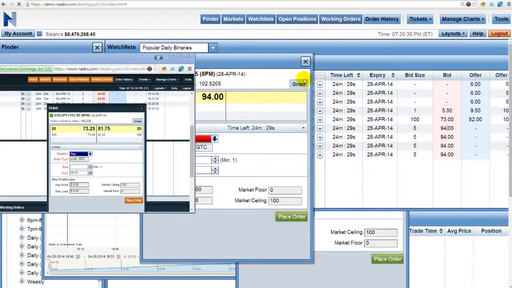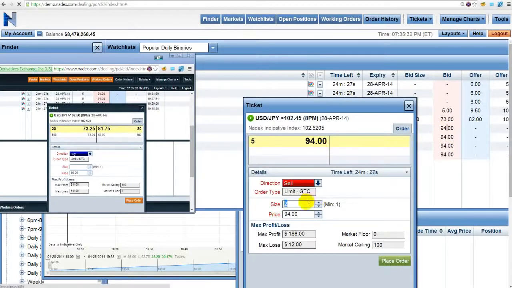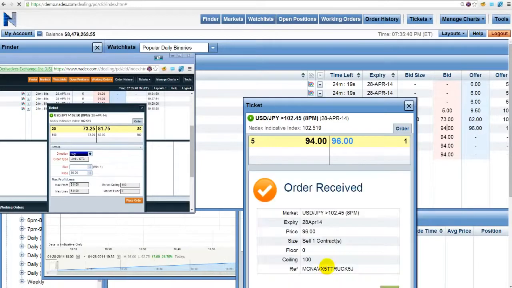So let me show you what's going to happen. You're going to say, I want to sell at $96. You're going to hit place order, and it's going to become the offer. And until somebody's willing to pay $96, your order's just going to sit there.